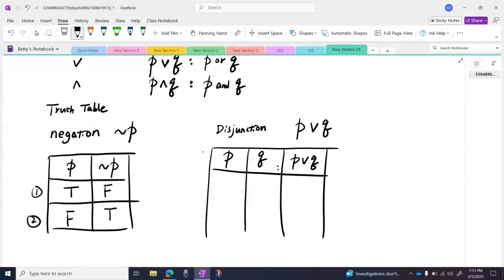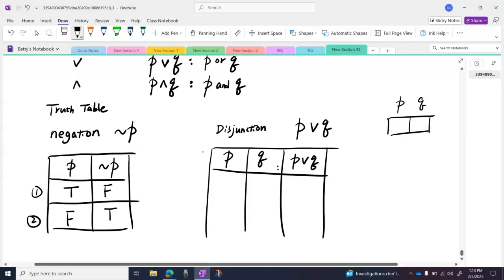All right? Let's think about how many different combinations of truth values we have for P and Q. If we consider this task, this is P, this is Q, we want to pick a truth value for P, and then pick a truth value for Q. This task has two steps, right? The first step, we pick a truth value for P.